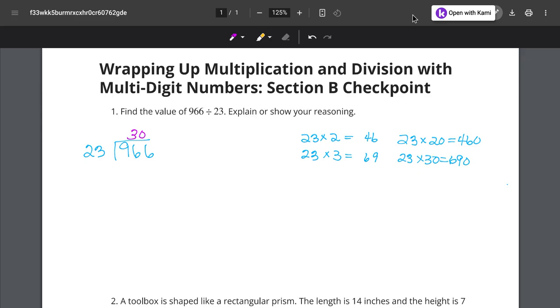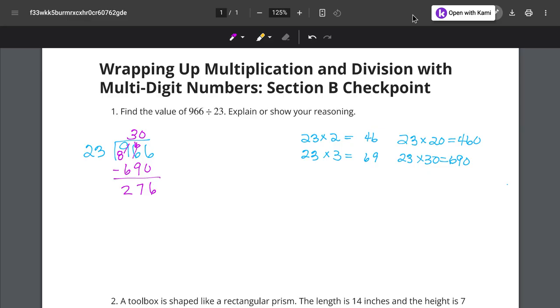I know that 30 groups of 23 is going to be 690, and now I can subtract to find the difference. 6 minus 0 is 6. 6 minus 9 I cannot do, so I'm going to borrow from the 9. I'm going to make that an 8, and now this is going to become a 16. 16 minus 9 is 7, and 8 minus 6 is 2. So I'm looking at 246. Now, I can't take 20 groups of that because 20 groups of 23 would be 460.